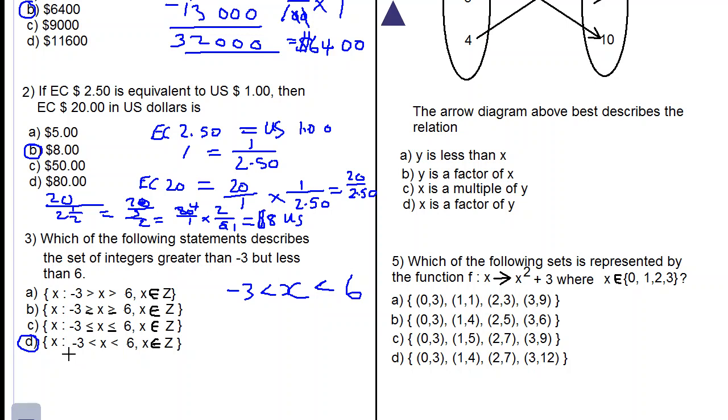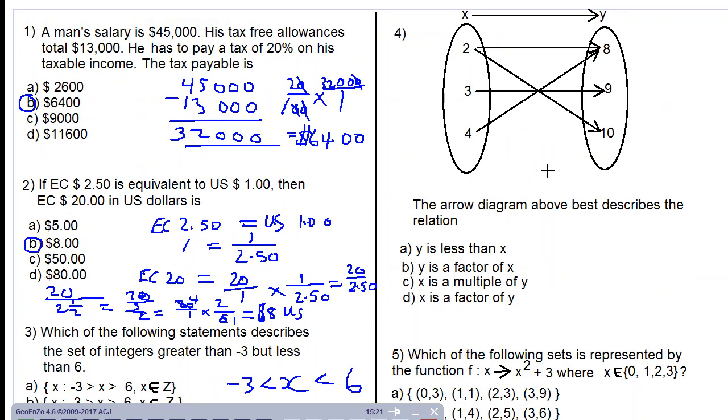Okay, x such that -3 is less than x, which is less than 6, where x is a member of the integers. Capital Z represents the integers. Okay, so our answer is D for number 3. Let's go on to number 4.